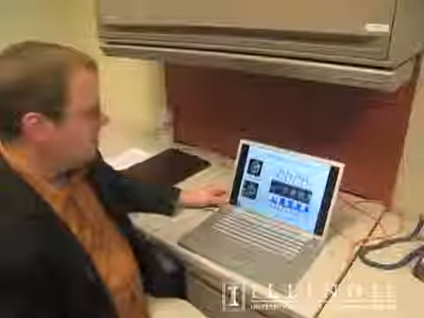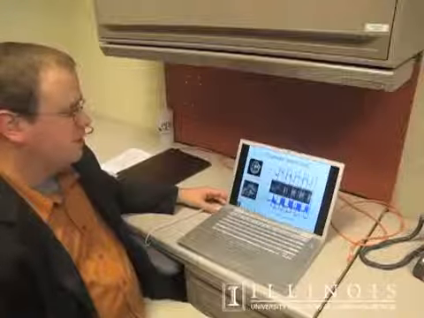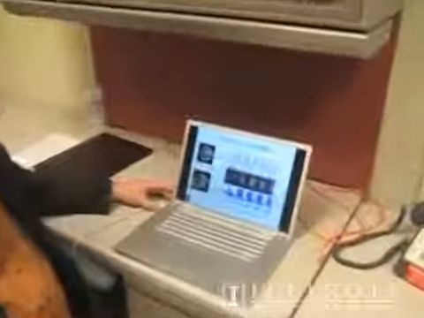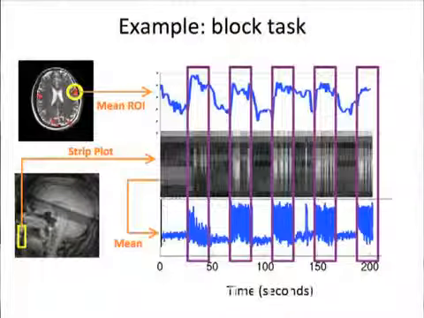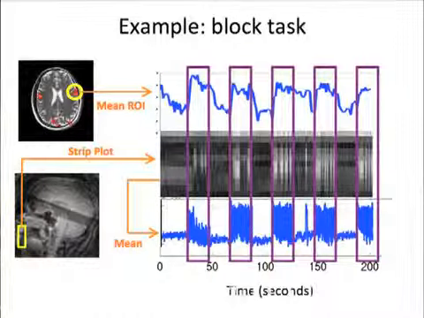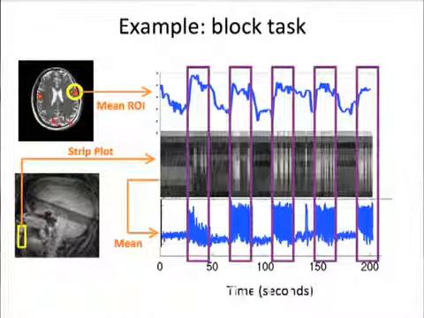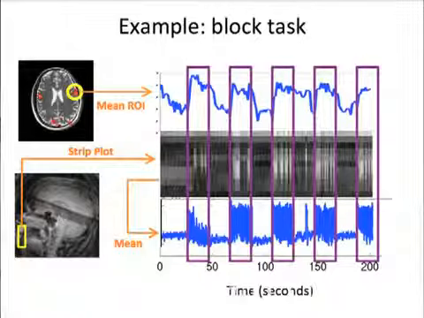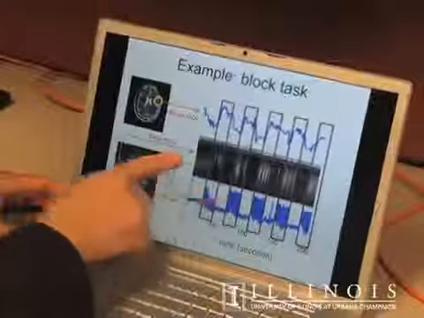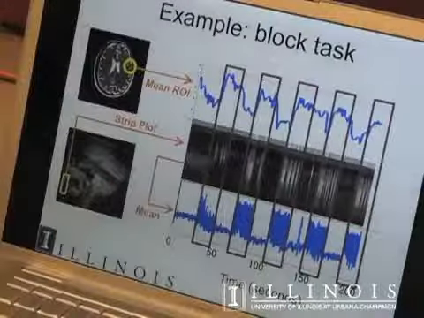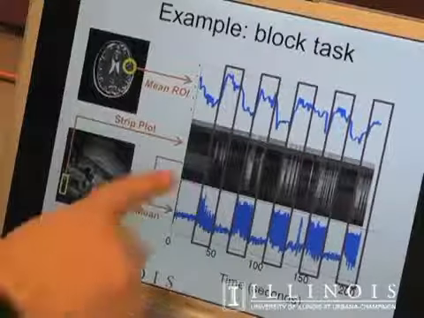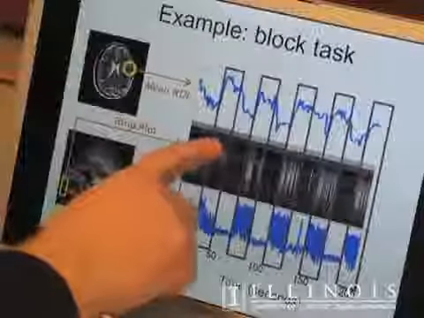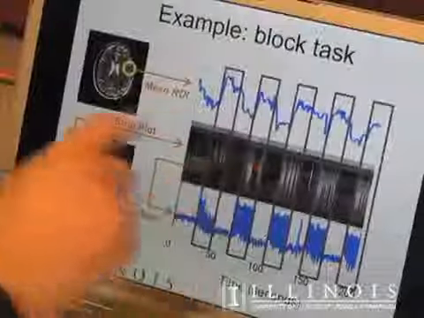So this is how the technology works in a very simple example. We have here what's called a block task, where the subject was instructed to tap their tongue for 20 seconds and to rest for 20 seconds. And this is an example of the type of output we would get from our technology. The purple boxes are indicating where in time the subject was instructed to tap their tongue. And so the subject rested for 20 seconds, tapped the tongue for 20 seconds, rested, and tapped.